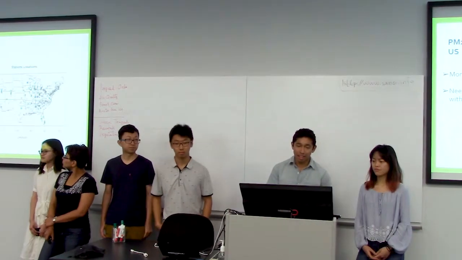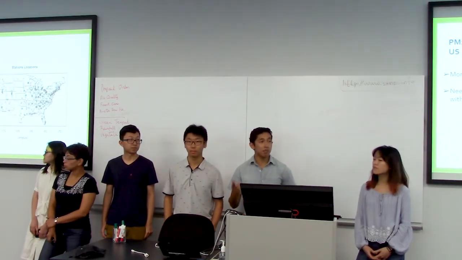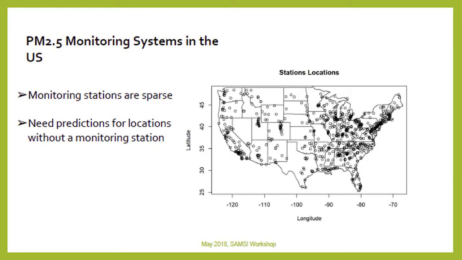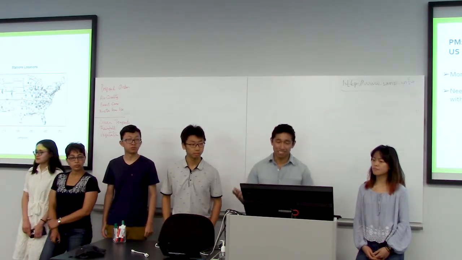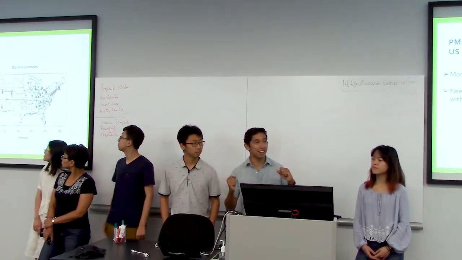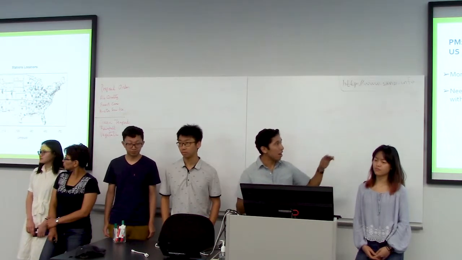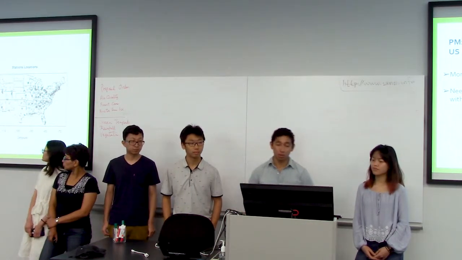So right now, in the United States, they have these PM 2.5 monitoring stations. However, they are sparsely located primarily along the eastern and western coasts. And so one of the things about these monitoring stations is that obviously we can't assess a lot of the Midwestern regions as well as the Rocky Mountains area.